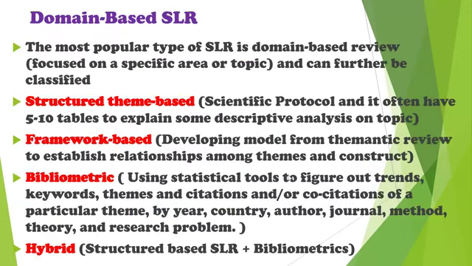Now, the domain-based systematic review is the most popular, the kind of review that people often write. The domain-based is divided into about four types. We have the structured theme-based, we have the framework-based, we have the bibliometrics, and we have the hybrid. The structure-based is when you take a topic and you analyze this topic explicitly, looking at the themes, the directions, and the gaps, and you provide descriptive analysis to analyze the findings and analysis of the papers.